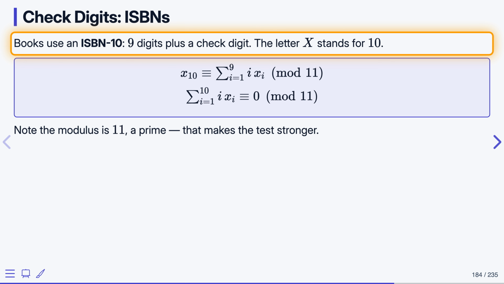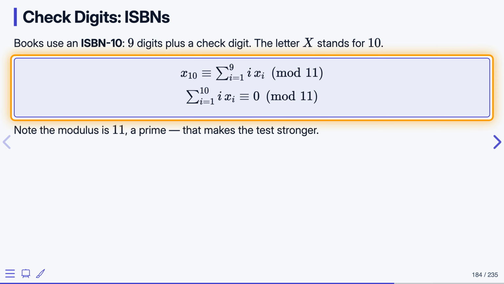Books have their own code. The 10-digit ISBN: the first 9 digits name the language, the publisher, and the title. The 10th digit is the check digit. The rule uses position weights. Multiply each digit by its position, 1 through 9, add them up, and take the result mod 11. That gives the check digit.